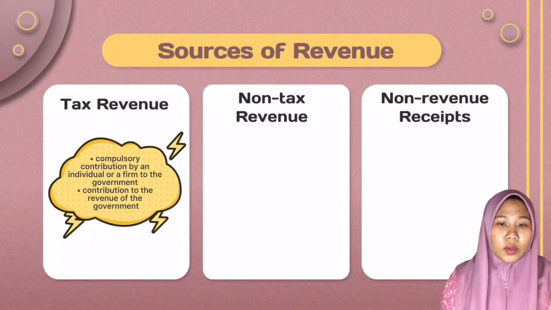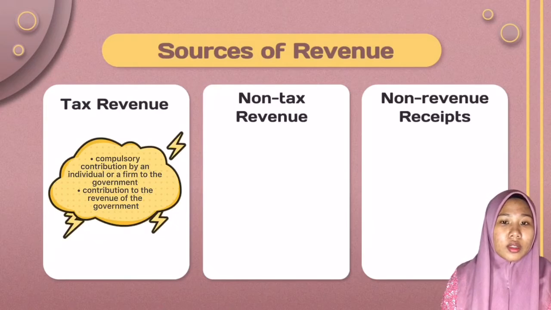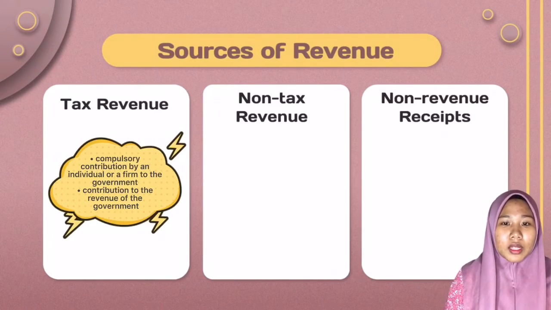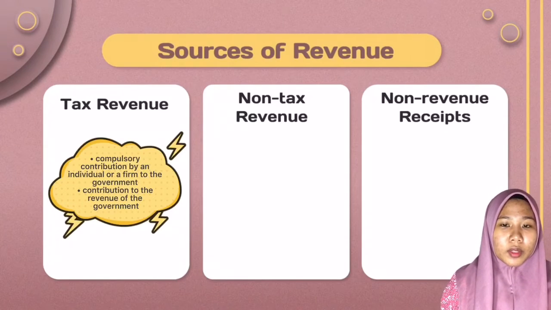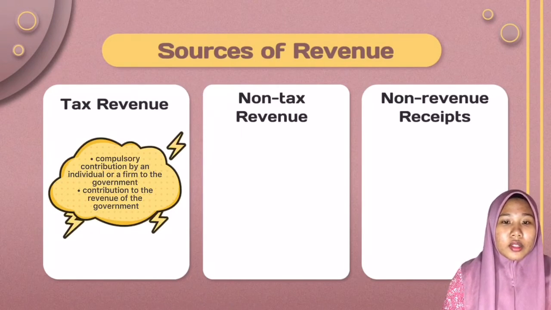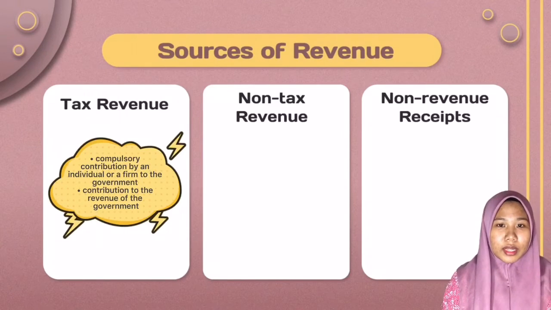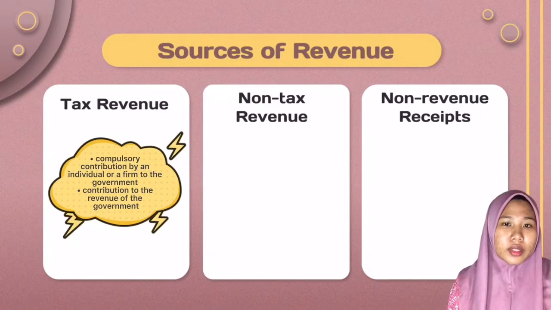Under tax revenue, there are direct taxes, which include individual income tax, companies' income tax, petroleum income tax, stamp duties, and real property gains tax. And indirect taxes are also included, such as import duties, excise duties, sales tax, service tax, and gaming tax. Next is non-tax revenue.